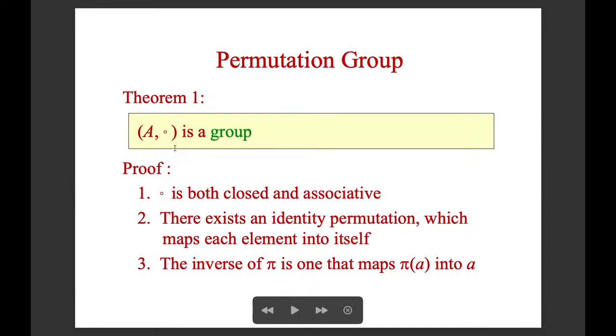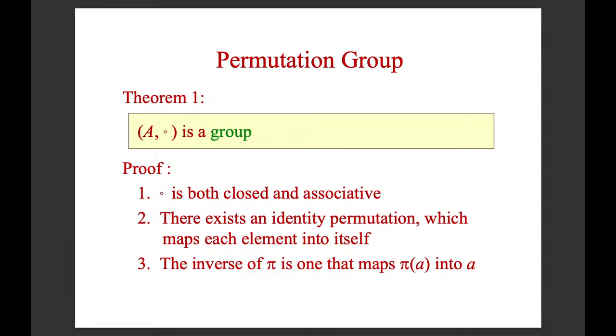Now, we have done the first two parts, closed and associative. The identity is easy. The identity is just the identity permutation. So A maps to A, B maps to B, C maps to C, D maps to D. For such a case, no matter what permutation you apply, whether you apply the identity on the left or identity on the right, it will still give the same permutation, as if unchanged.